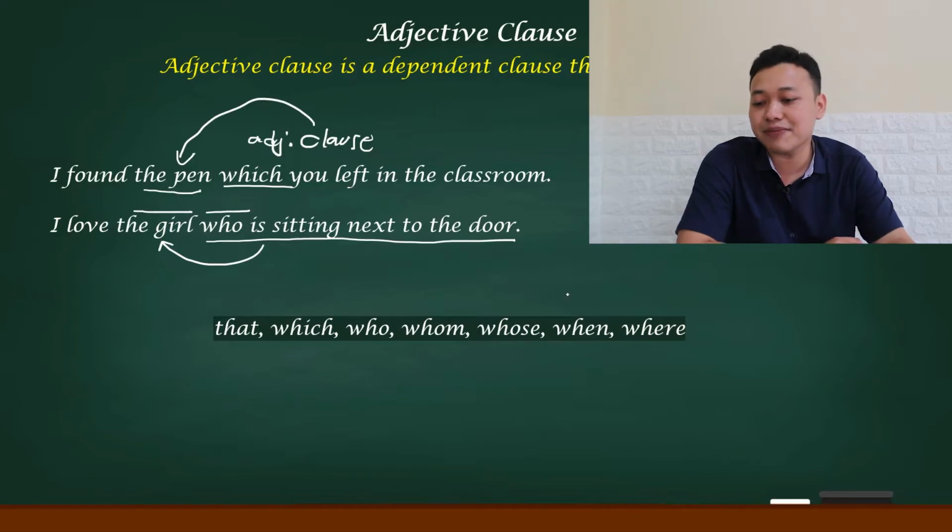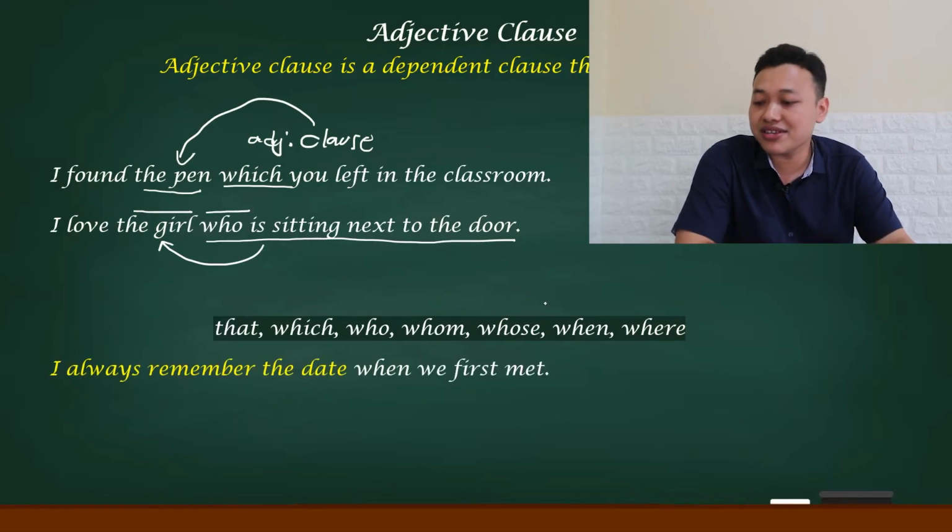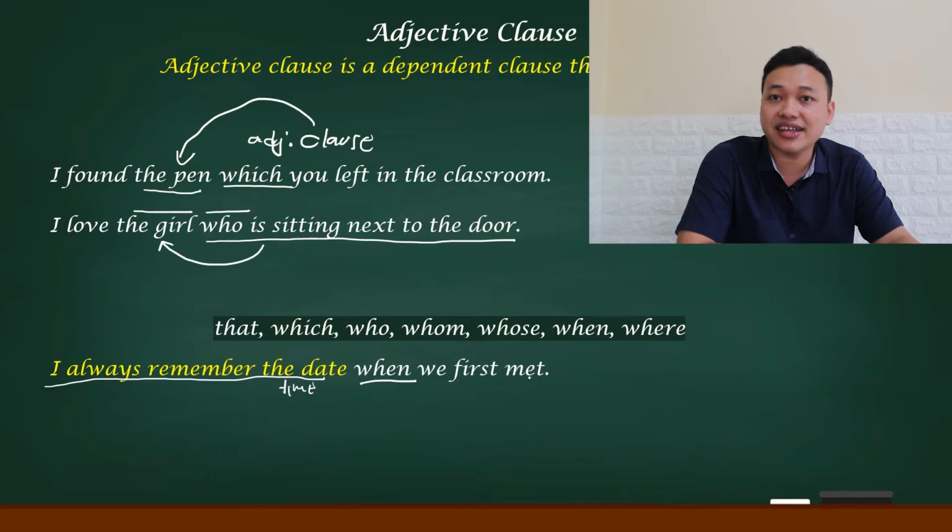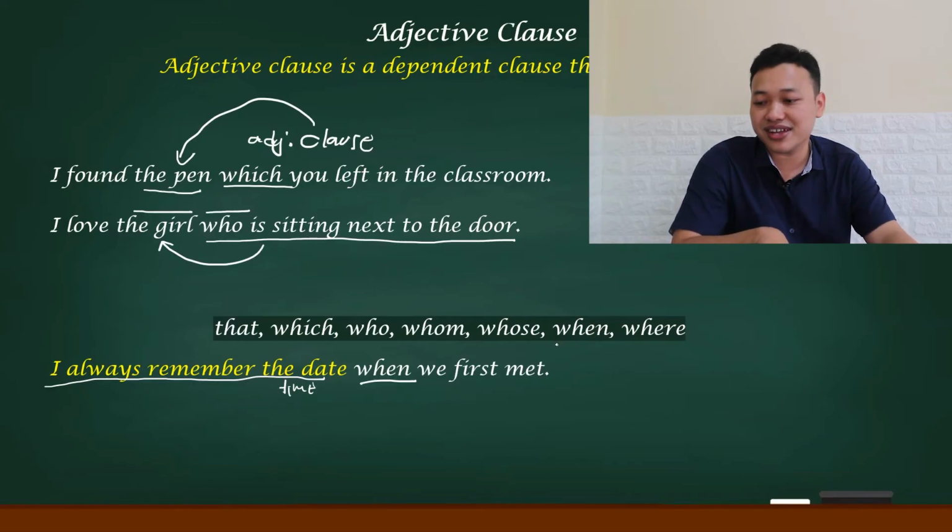Let me give you another example using when. I always remember the date when we first met. I always remember here is the main clause. Because it is a date, which is time, we use when as a connector, and when we first met is the adjective clause because it is explaining the date. Let me give you another example.